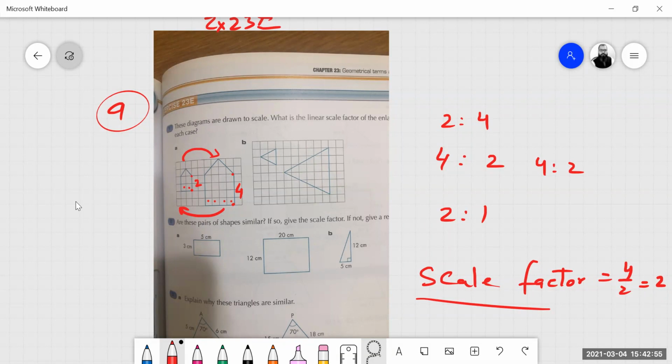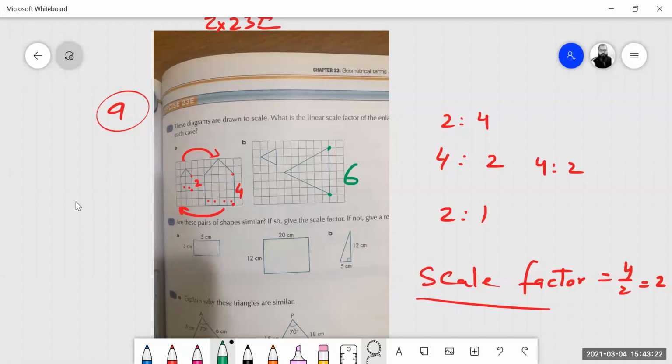For the scale factor, we will find out the length of one side and the comparative side. After that, we will find out the ratio. This is called the scale factor. Like here in the second, from here to here, what is the length? 1, 2, 3, 4, 5, 6.